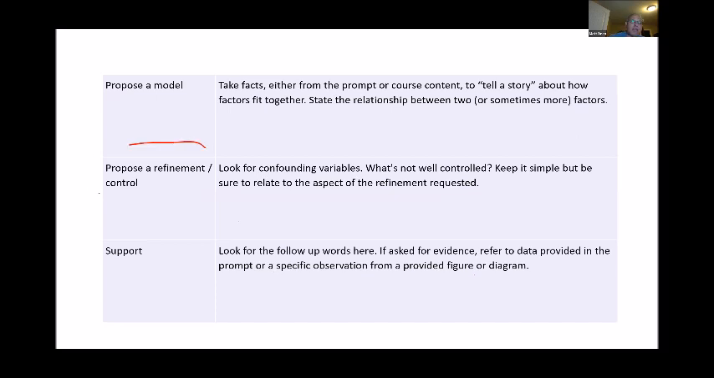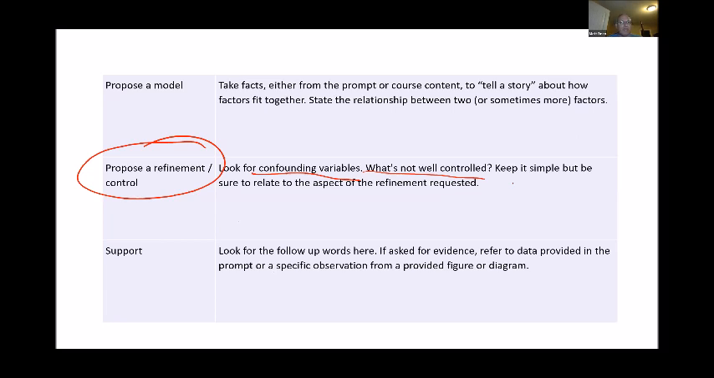All right, they might ask you to propose a refinement. So here they're probably going to give you an experiment with issues like too many variables, or the control doesn't match up to the other experiment. So in that case, you're going to have to say what's wrong with the experiment and then how you could fix it, how you could make it better.